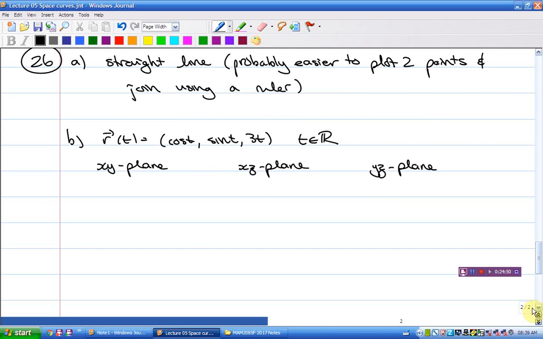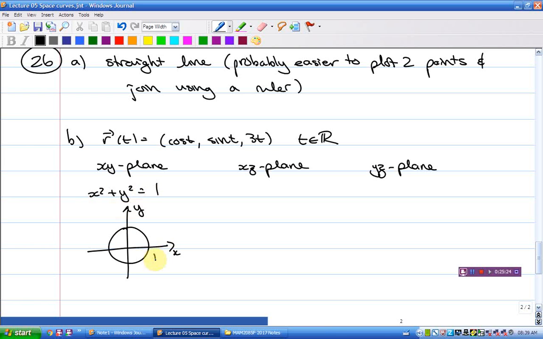So xy plane, let's look at the x coordinate and the y coordinate. The x coordinate is cos t, the y coordinate is sin t. If we're just looking at those two, what's the relationship between them? The relationship between cos t and sin t is that cos squared t plus sin squared t equals 1. So x squared plus y squared equals 1. That's a circle in the xy plane of radius 1.